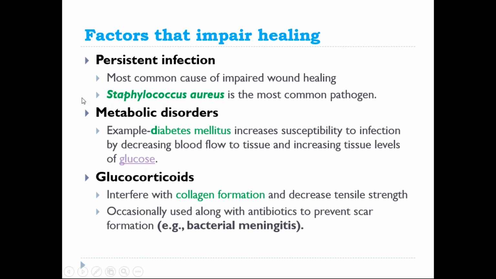What are the various factors that impair healing? One is persistent infection, which is the most common cause of impaired wound healing. The most common pathogen involved is Staphylococcus aureus. Second are metabolic disorders like diabetes mellitus, which increases susceptibility to infection by decreasing blood flow to tissue and increasing tissue levels of glucose. The third is glucocorticoids. They interfere with collagen formation and decrease tensile strength. Occasionally, if used along with antibiotics, they prevent scar formation, for example, in bacterial meningitis.